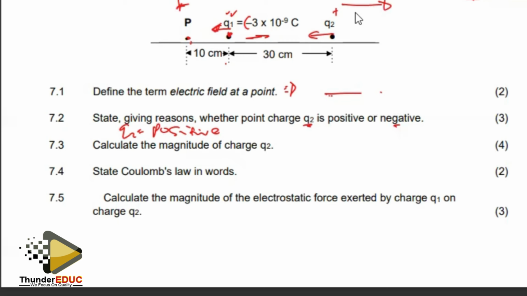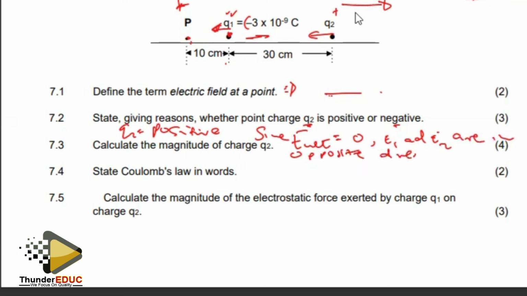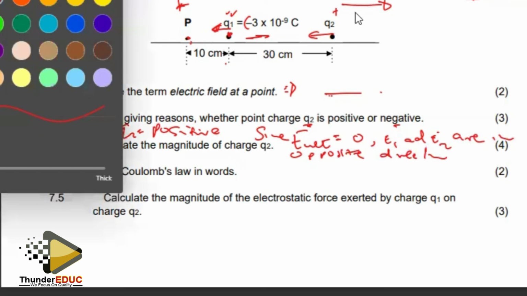Okay. So explanation, we're going to say that since the E net is definite, electrostatic field is E, not F. Okay, so we're saying the E net is 0, E1 and E2. So E1 and E2 are in opposite directions. They have to be in opposite directions. All right, so that is that.